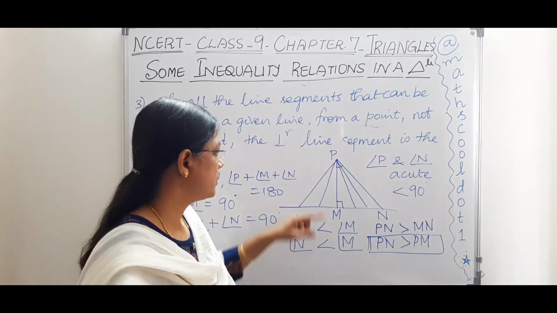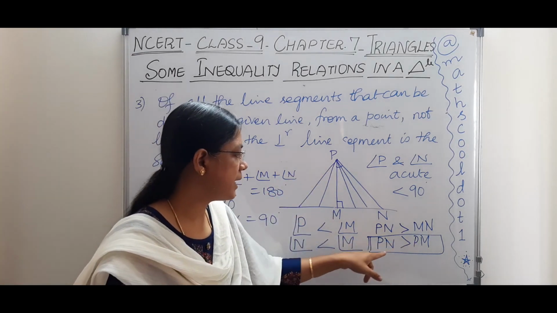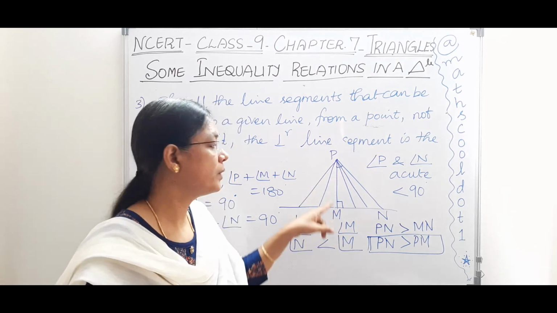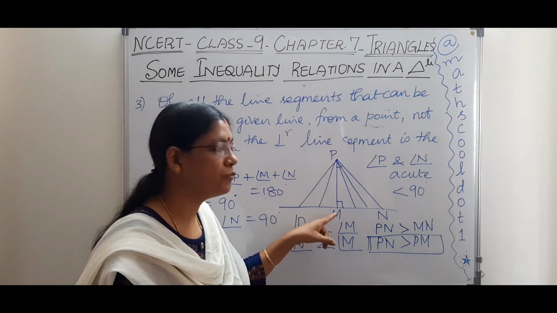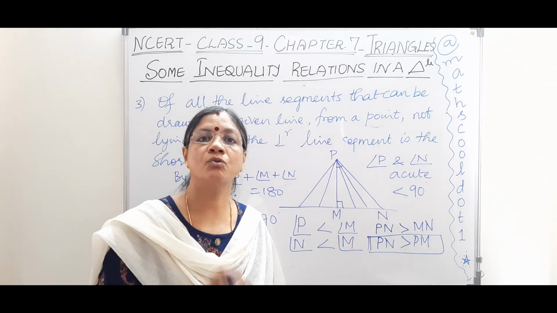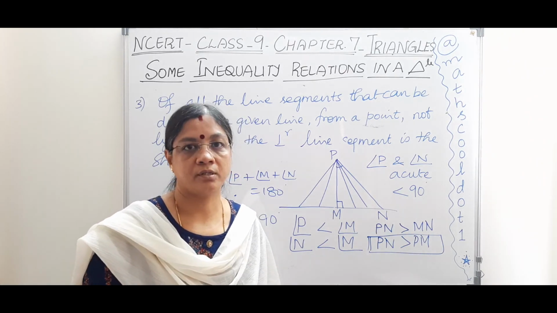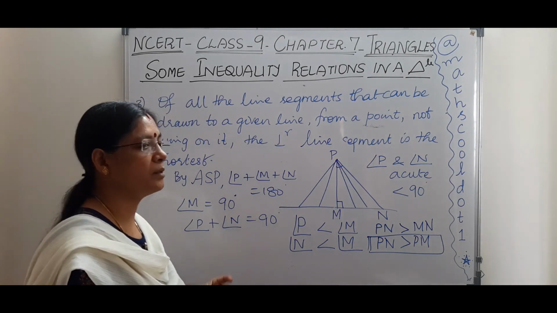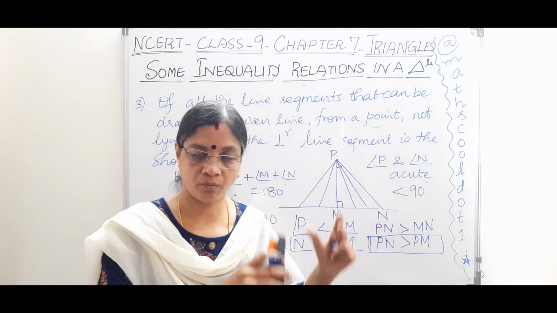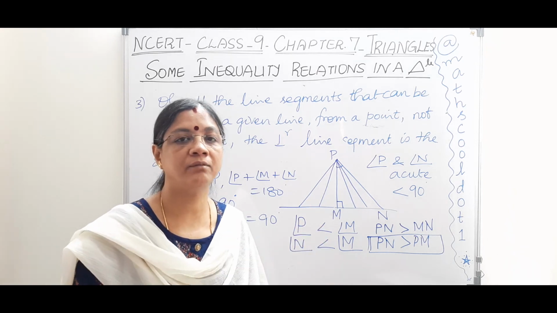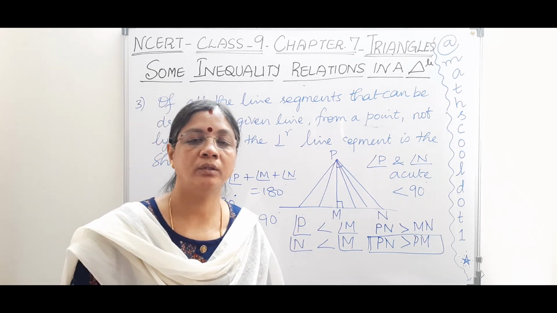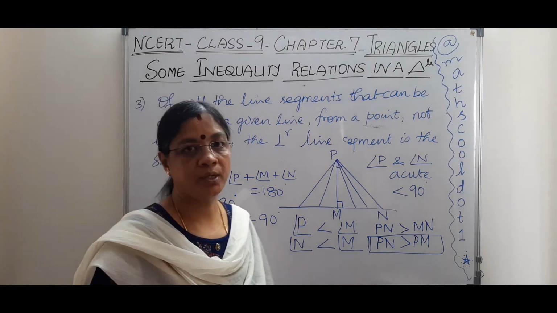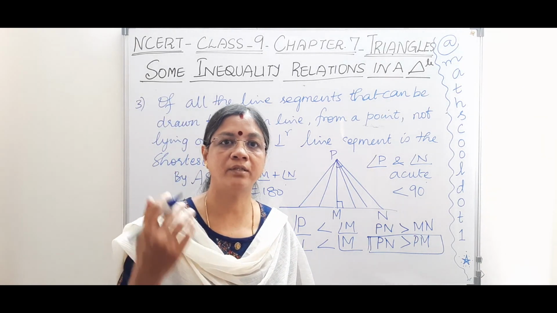Do you understand? So PM is less than PN. PN is greater than PM means PM is shorter. So the perpendicular line from the point P to the line segment is always the shortest. So that is how we prove this inequality relation. This is an important relation also. First we have seen three inequality relations. All these are important. So with this I end this session.